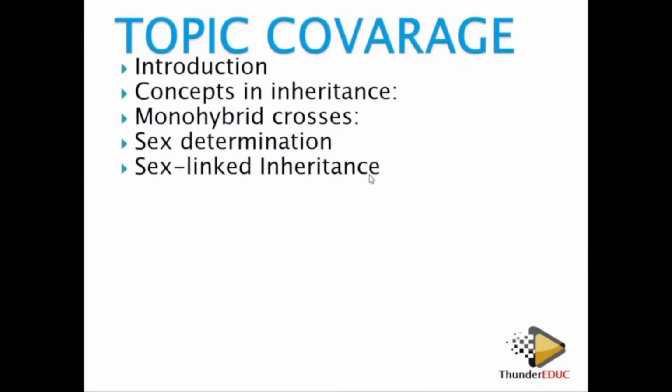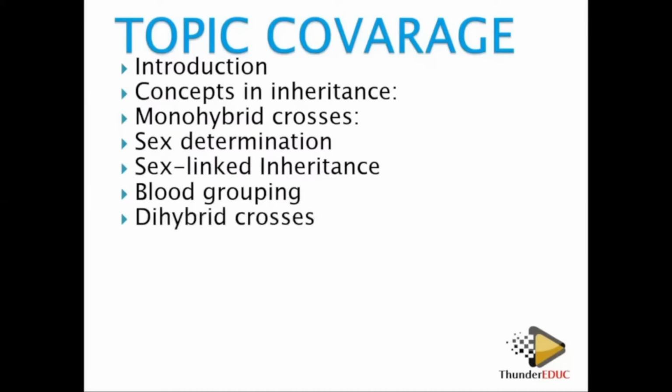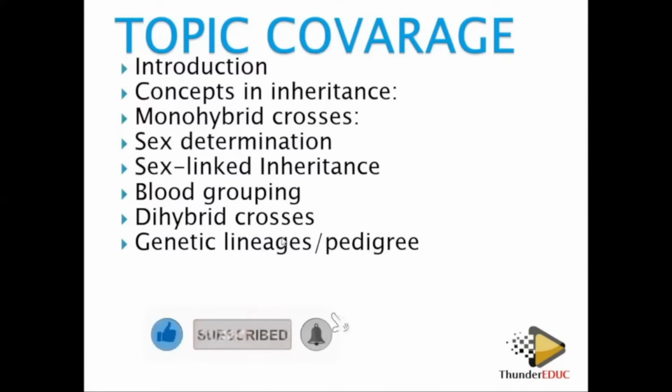Sex-linked inheritance, the characters which are linked to the sex. Blood grouping, which type of blood group, and then inheritance of blood group. Dihybrid crosses, when we talk about dihybrid crosses, we mean inheritance of two characters. Di means two. Genetic lineages or pedigree: these are tracing characters in your family. In most cases, you're going to be looking at the disorders which can be inherited in the family.